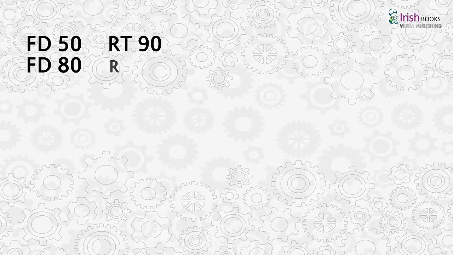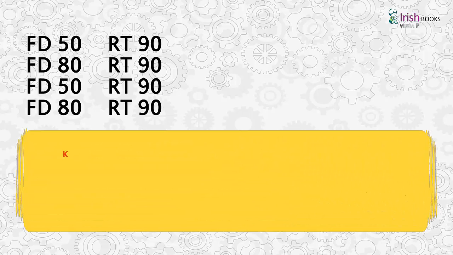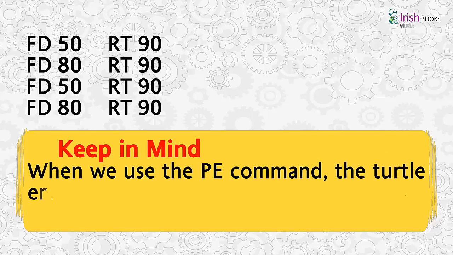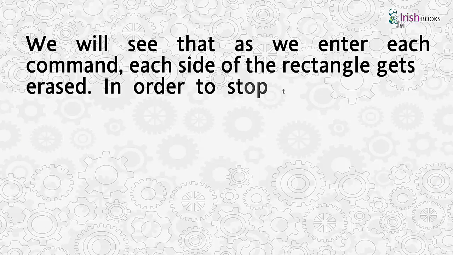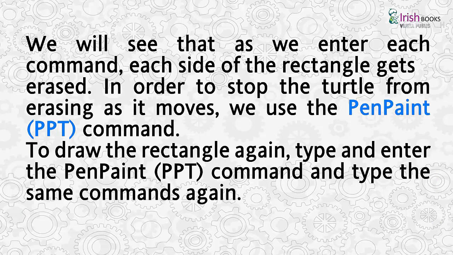FD50, RT90, FD80, RT90, FD50, RT90, FD80, RT90. Keep in mind, when we use the PE command, the turtle erases the drawing in the current background color. We will see that as we enter each command, each side of the rectangle gets erased.